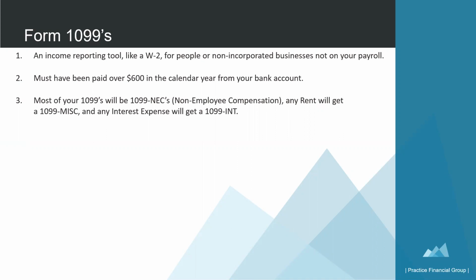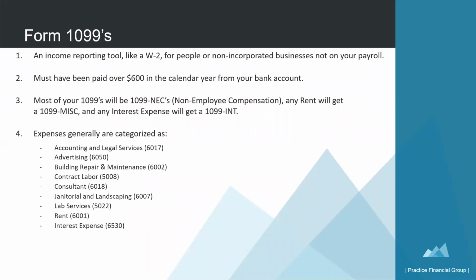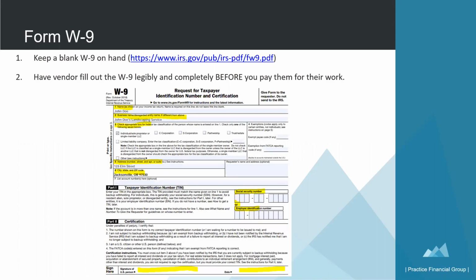These contractors generally fall in these categories: accounting and legal services, advertising, building repair and maintenance, contract labor, consultant, janitorial and landscaping, lab services, rent, and interest expense. 1099s are due to both the independent contractor as well as the IRS annually on January 31st. We will process these on your behalf.